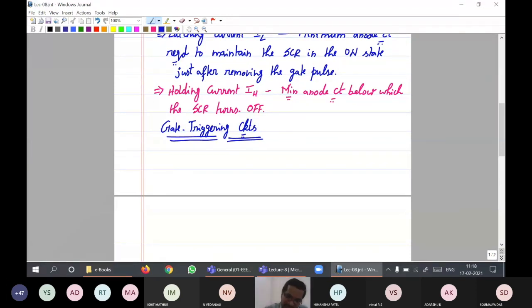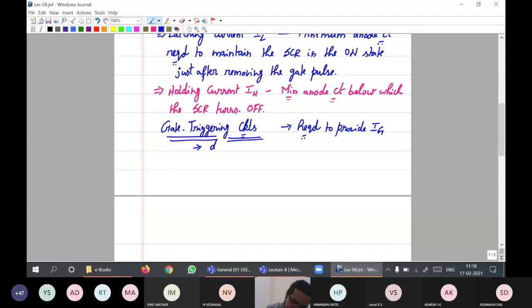Now, why do we need this gate triggering? This is required to provide the IG, that means to provide the required gate pulse to the SCR at the desired instant with a definite amplitude. That is the requirement. Required to provide IG, gate pulse to the SCR. Now, how can we trigger the SCRs? If not by gate pulses, how can we trigger the SCR?